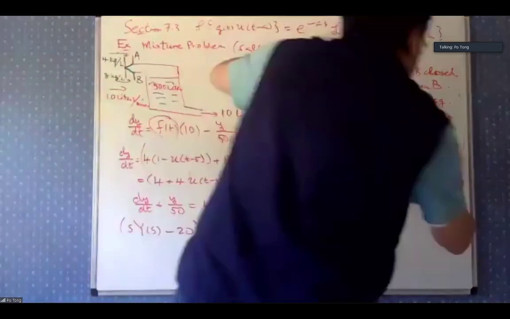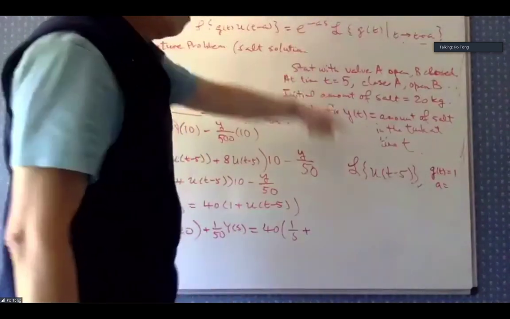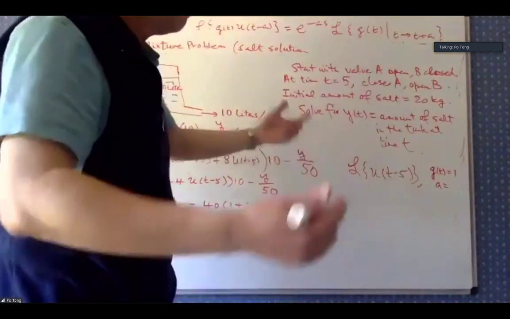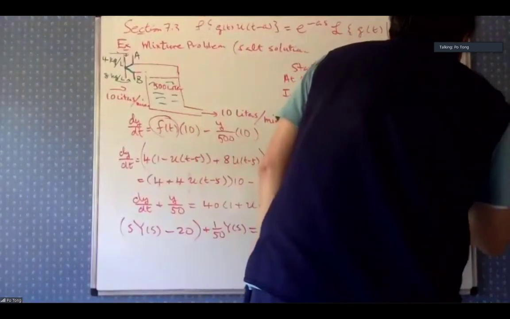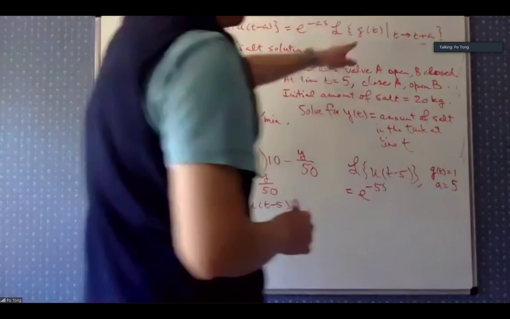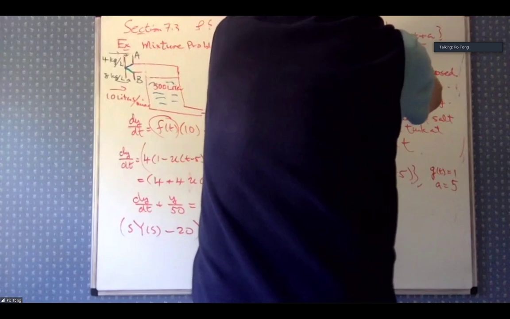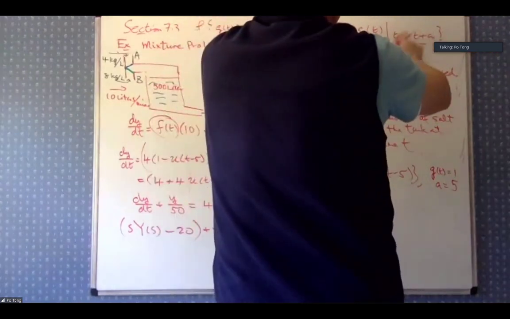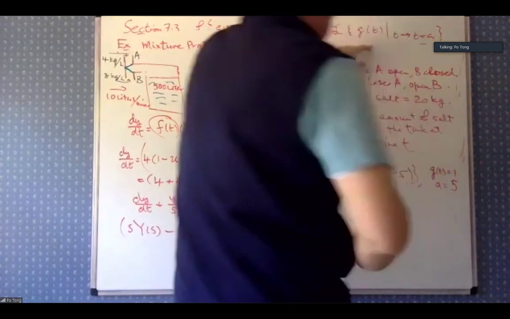So you just put this in. And what is a? A equal to 5. So this is just e to the power minus 5s. The Laplace transform of 1 is a constant, and when you replace t by t minus a, it doesn't change the 1. So this guy is just 1 over s.